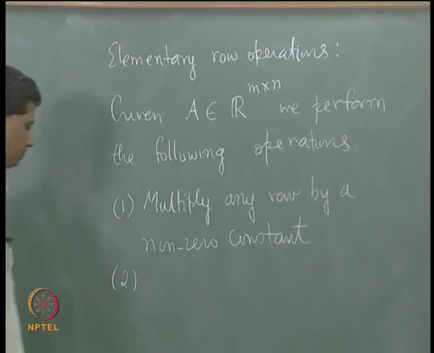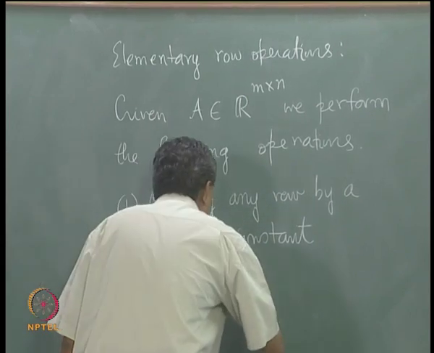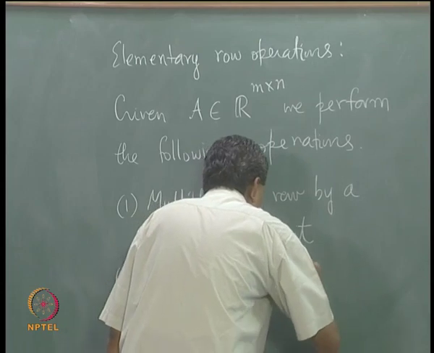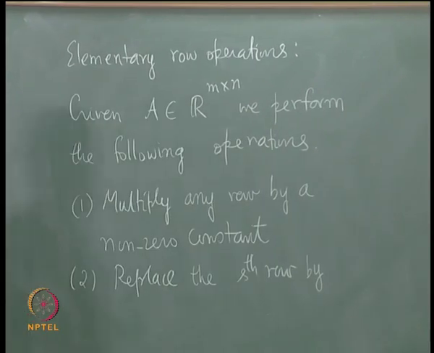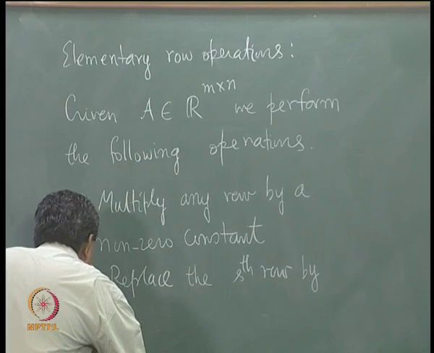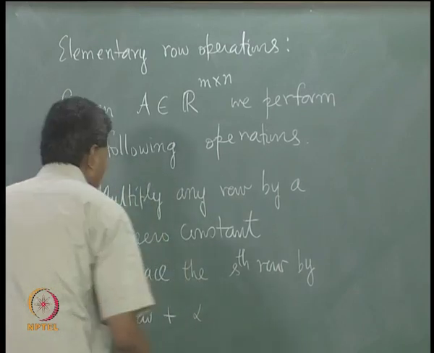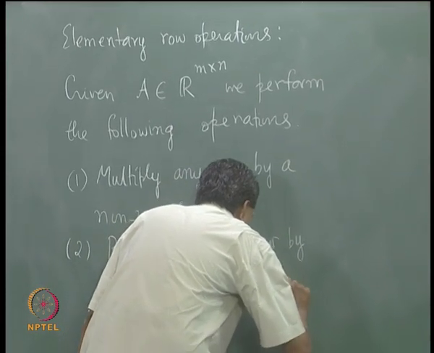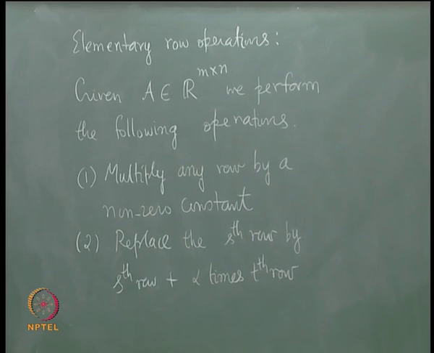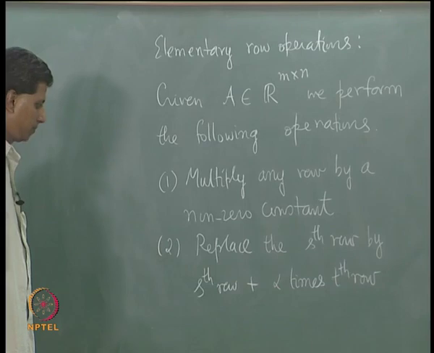Second operation is: replace the Sth row by the Sth row plus a constant alpha times the Tth row. Replace the Sth row by the Sth row plus a constant times another row, which I am calling the Tth row. That is the second operation.